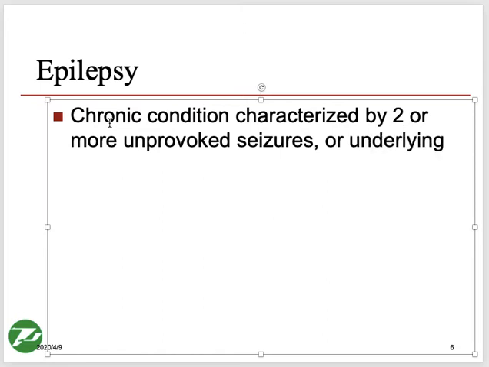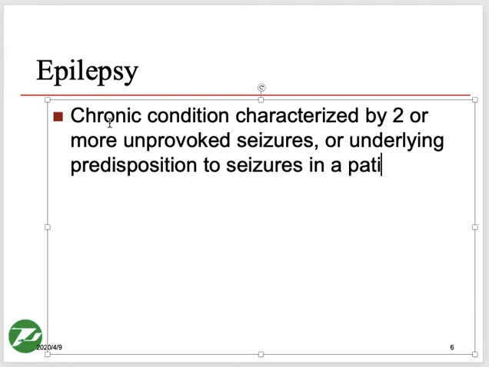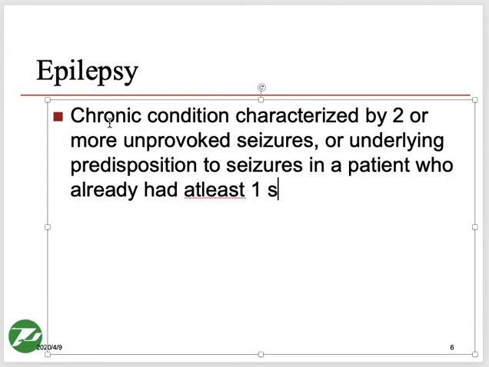underlying predisposition, okay, to seizures in a patient who already had at least one seizure. Okay, so see, anyone who has two or more than two unprovoked seizures, it is called epilepsy. Anyone who has one seizure but is at risk or is predisposed to get one more seizure will also be called epilepsy, right?